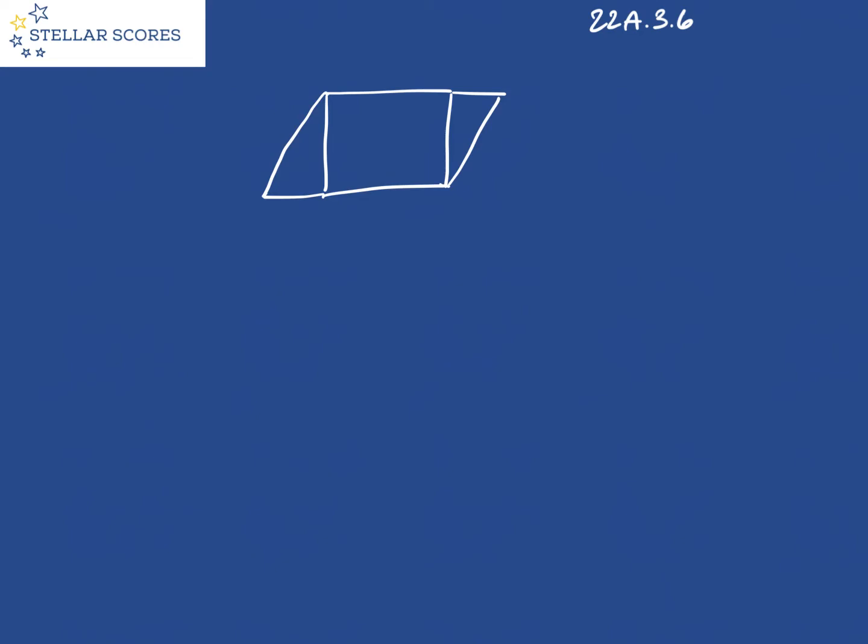All right, here's an interesting problem. It gives us a parallelogram with a square in the middle of it and some other information. So as always, let's read the question line by line and pull out the information line by line and mark up our graph or our picture here.